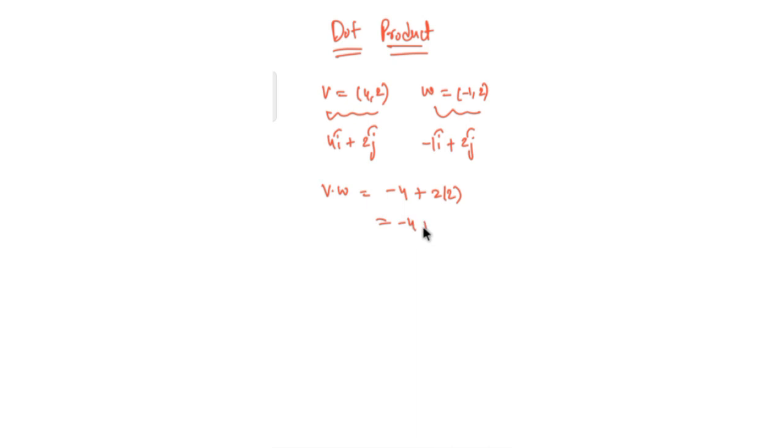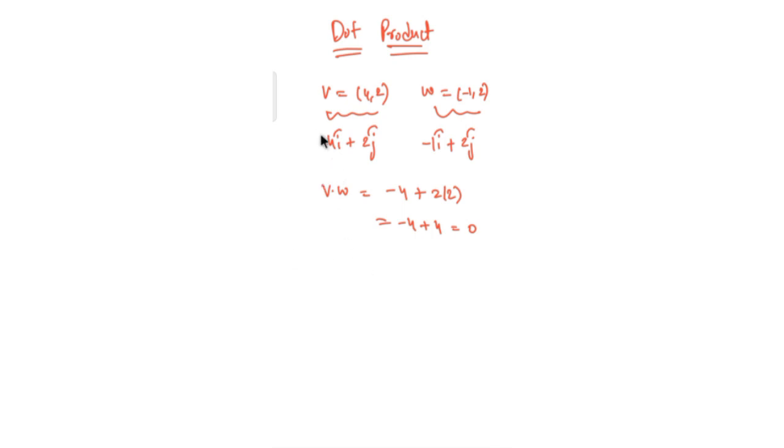For example, if we have the vectors v equal to (4, 2) and w equal to (-1, 2). These can be represented as 4i cap plus 2j cap, and -1i cap plus 2j cap. If we do the dot product, this is 4 into -1, that's -4, plus 2 into 2, again it's 4, so -4 plus 4 is equal to 0. But how do we represent this symbolically in linear algebra?